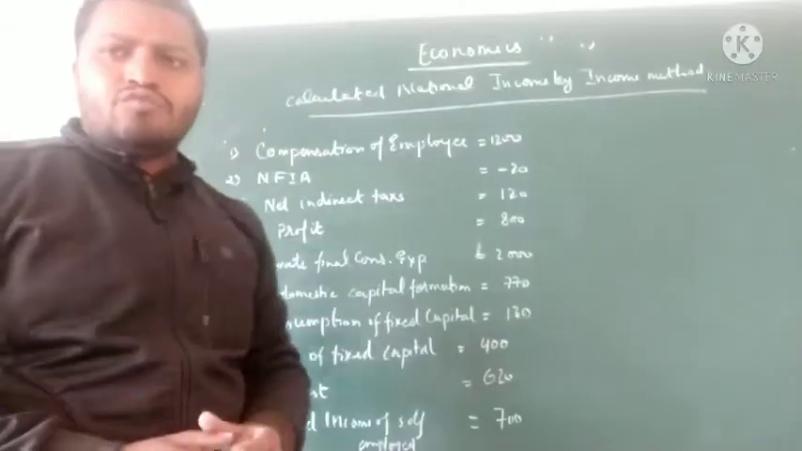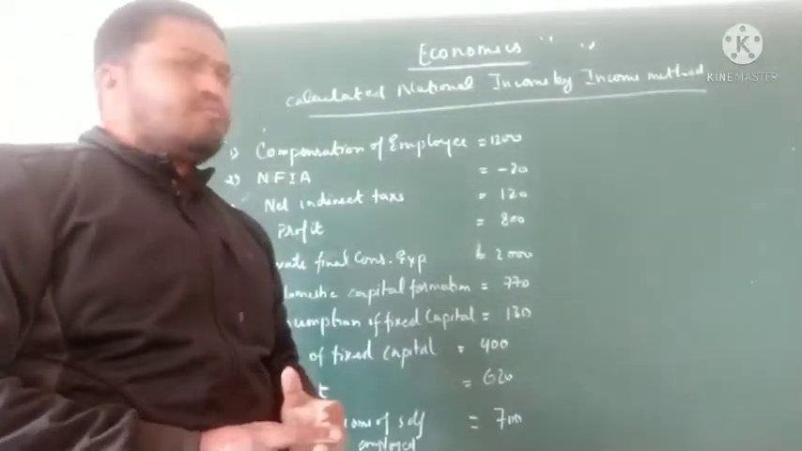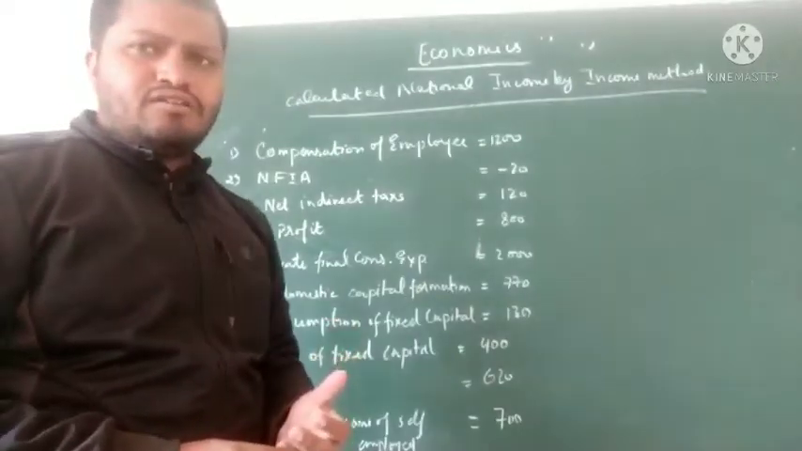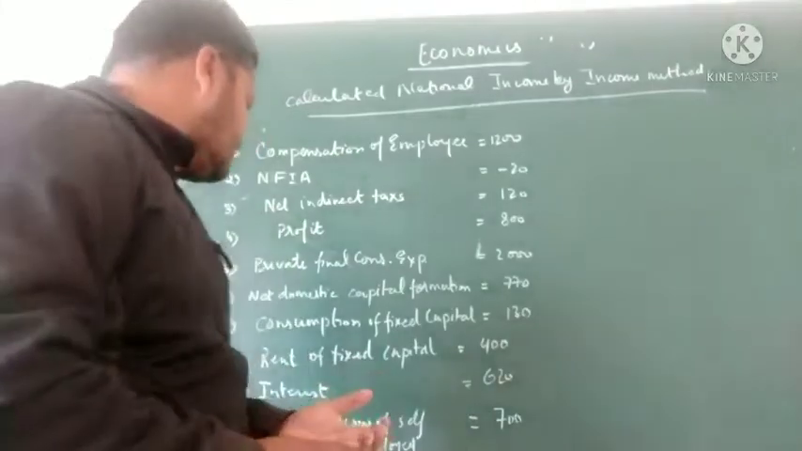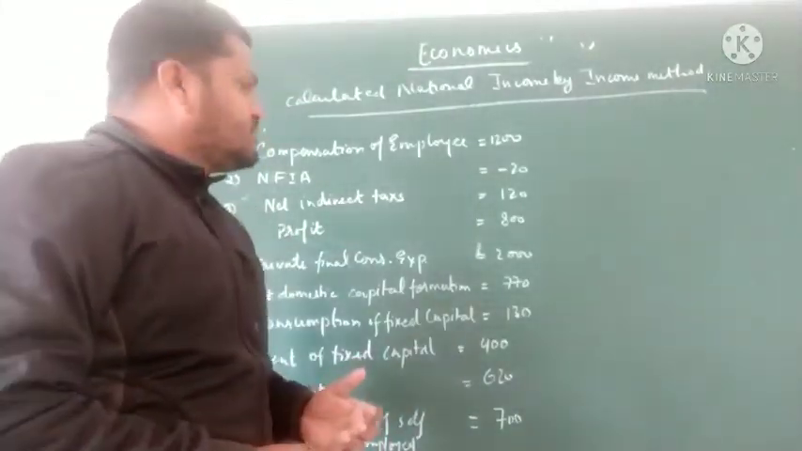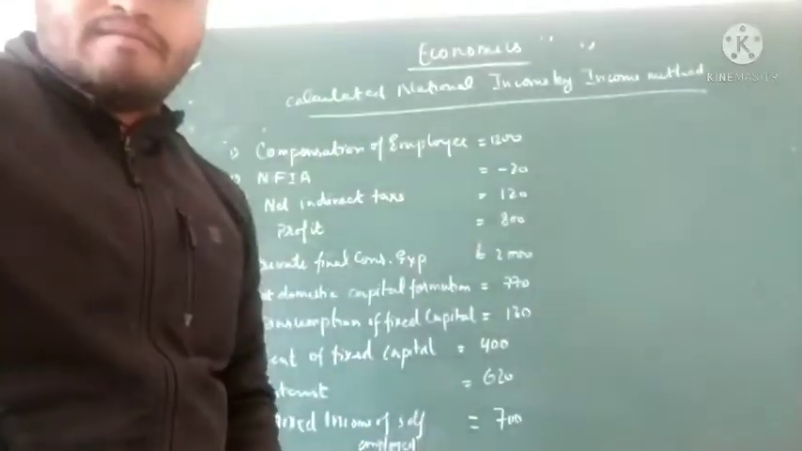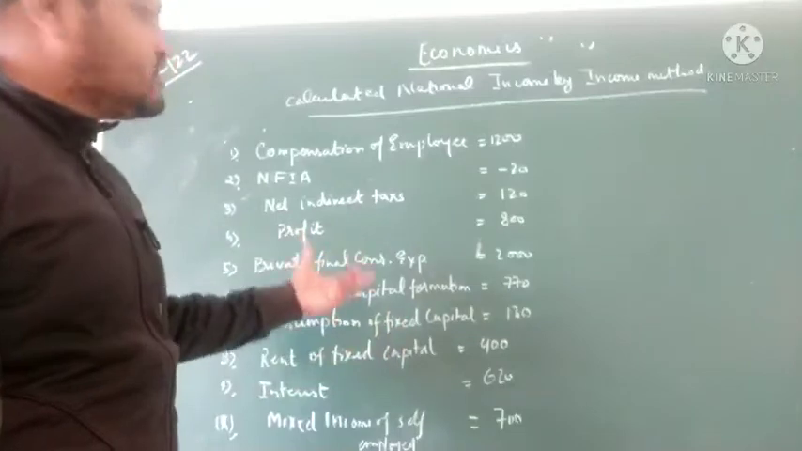So we know that the components of the income method are compensation of employees, rent, interest, operating surplus, profit, undistributed profit, and mixed income of self-employed. So we can calculate using that formula. Now we can calculate the national income by using that formula.